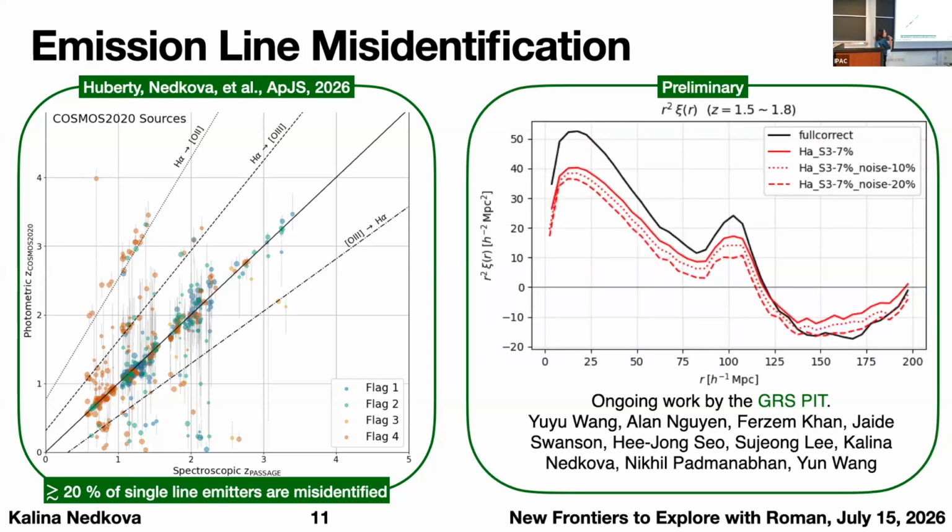And so as part of the GRS PIT, we are working on understanding how the line misidentification, or what I'll call line interlopers, and noise interlopers can affect the clustering that we measure with Roman. For now, we're finding very encouraging results that there's no shift in the BAO peak, but this is still very preliminary, so stay tuned.